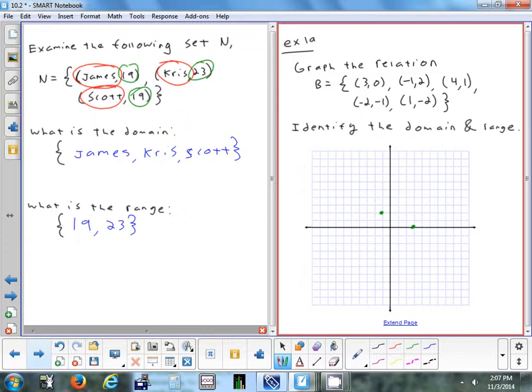So we're just graphing this relation. How about 4, 1? How do we graph the point 4, 1? Okay, Elijah, how do we graph the point negative 2, negative 1? Negative 2 is left. Left 2. Down 1. And my last point, I'm going to go right 1 and down 2. Okay, and after we graph it, they want us to identify the domain and range.